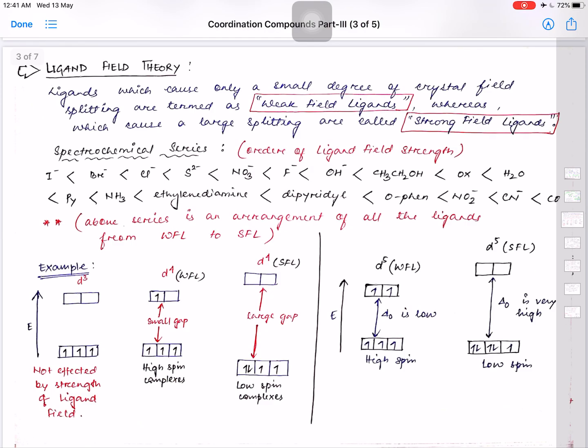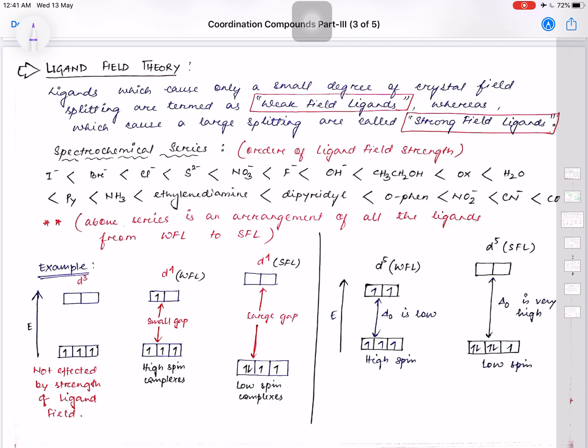Let us study ligand field theory. It is also very important. Ligand field theory means what? We have different types of ligands: some are neutral, some are negative ligands, some are positive ligands. Ligands also have different strengths. So on the basis of the strength of the ligand, the splitting of the d orbitals will vary.